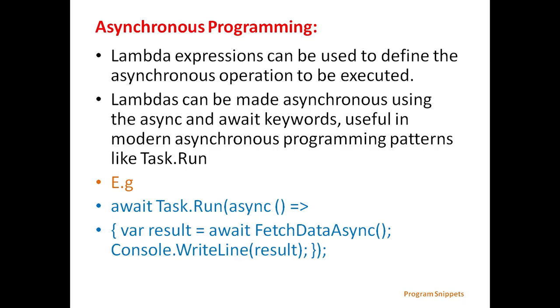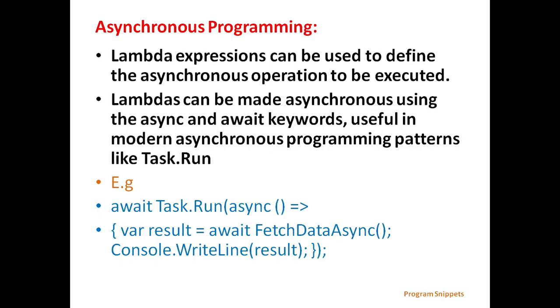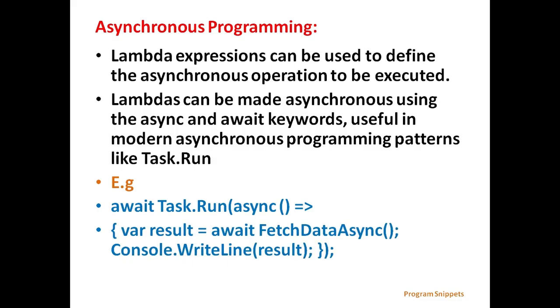Then asynchronous programming. Lambda expressions can be used to define the asynchronous operations to be executed. They can be made asynchronous using async and await keywords, which is useful in modern asynchronous programming patterns like Task.Run. For example, we'll use await Task.Run for asynchronous with a lambda function. Here we'll execute fetch data asynchronously and store it in result, and we'll print the result.